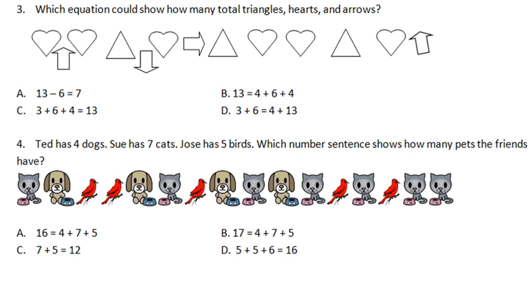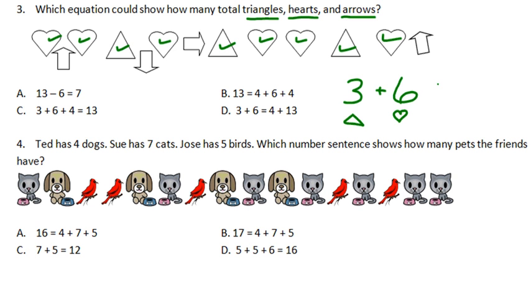Number 3 says, which equation could show how many total triangles, hearts, and arrows? Again, I have three add-ins, triangles, hearts, and arrows. So I'm going to count them individually and then together. I have 1, 2, 3 triangles. I'm going to write triangles under it so I don't forget I've counted it. I have 1, 2, 3, 4, 5, 6 hearts. And again, I'll draw a heart to make sure I remember I've counted that. And 1, 2, 3, 4 arrows.